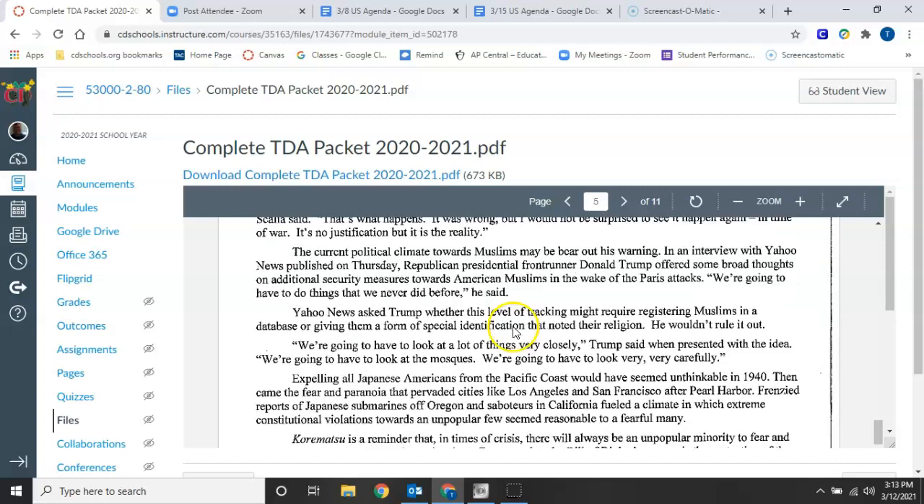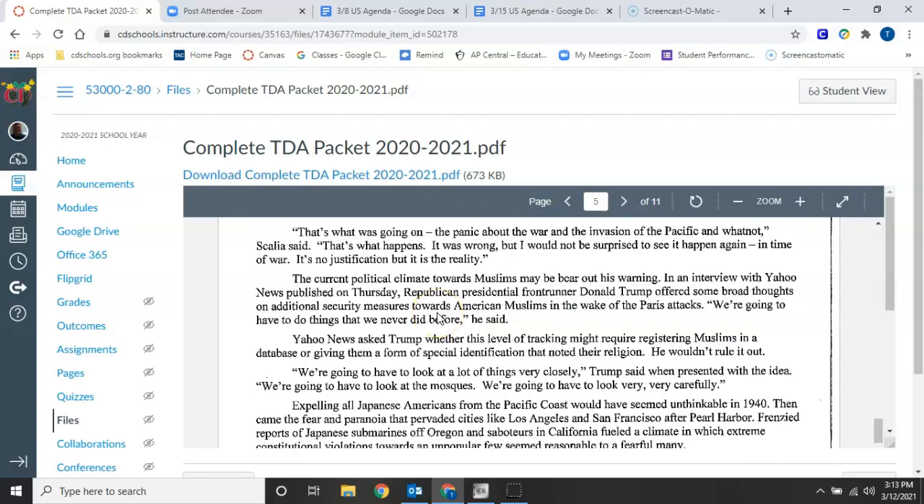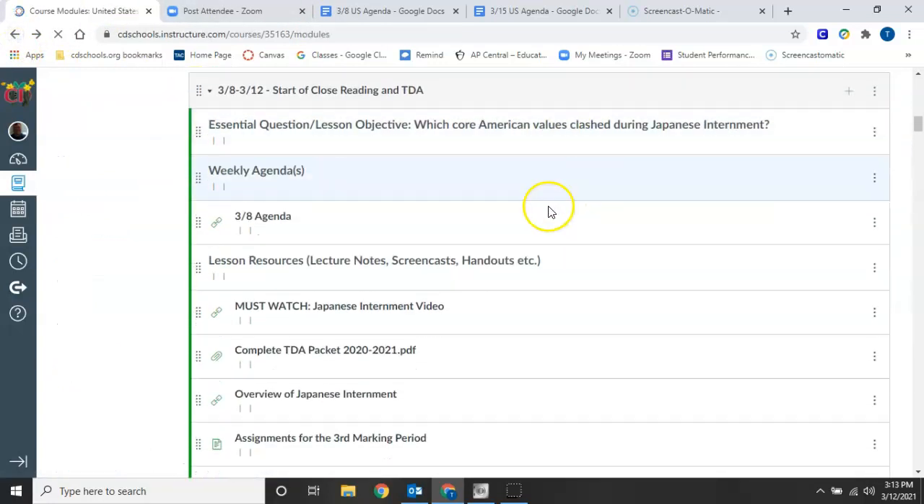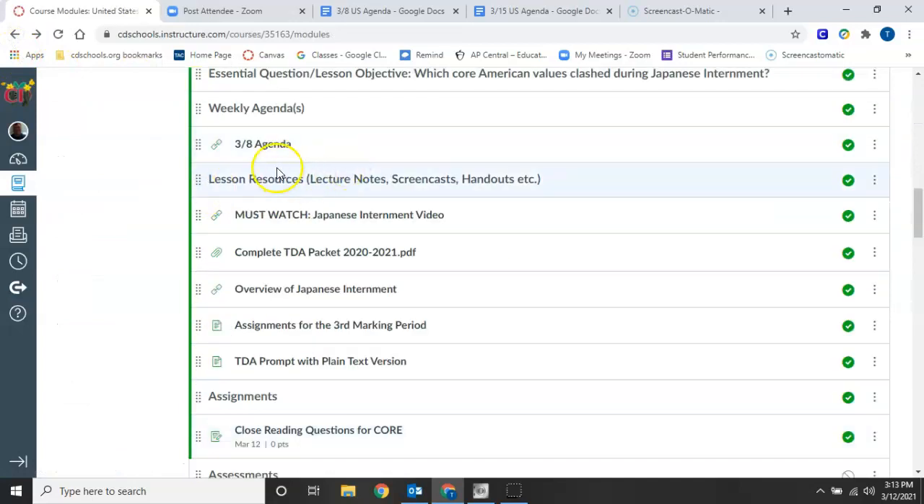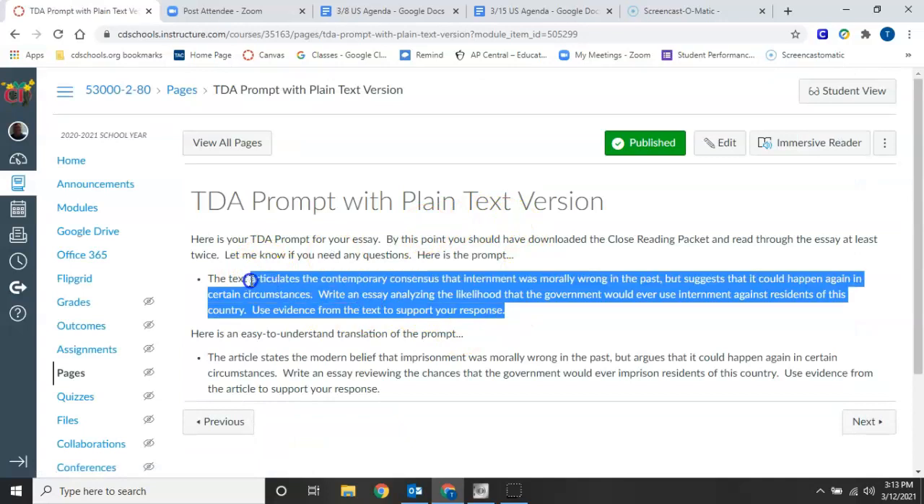So looking at all this evidence to move forward, here is what you should focus on while reading this article. When you get to the prompt, if I go back here, excuse the time it takes to get this done. All right, if you go to the prompt again, this is the 3.8, and this is the video you must watch, and the packet. If you don't get the internment and you want to take a look at that, you can read this History Channel website, you can go to that. And then what I have here is the TDA prompt. It's a page you can go to, and this is the prompt itself.